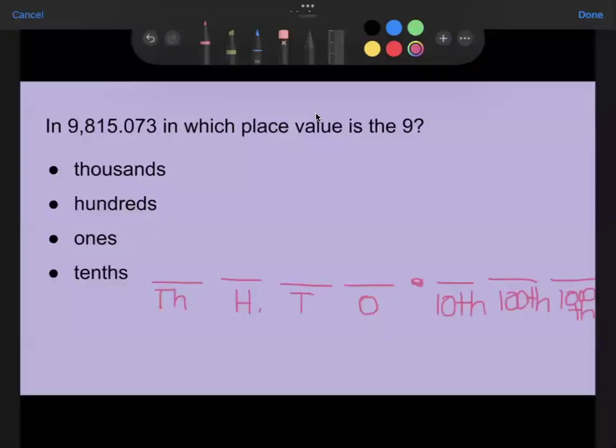So again, the TH means it's a decimal place value. So let's go ahead and fill in the number we have. This number to the left of the decimal is 9815. So we're going to go 9815. Then there's the decimal. And on the other side, there's 0, 7, and 3. So they're asking us about the 9.